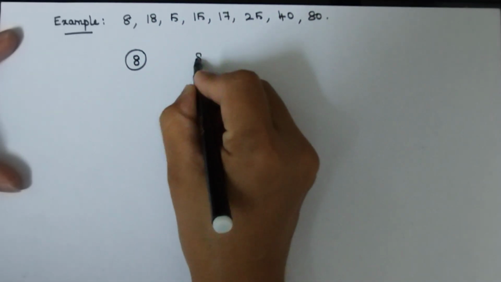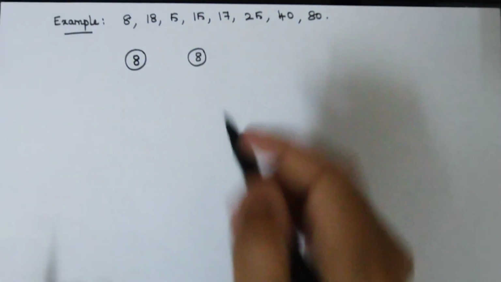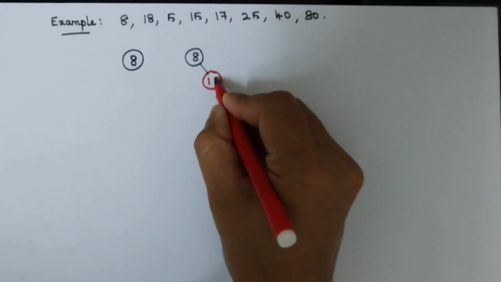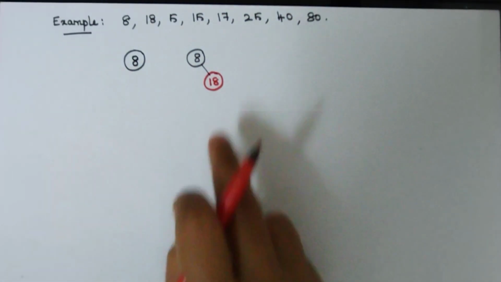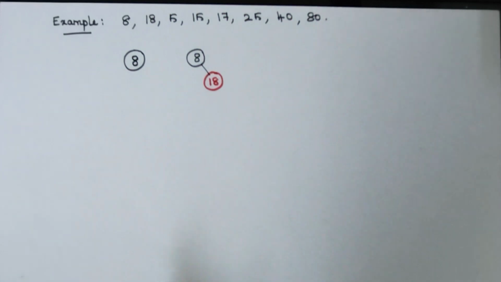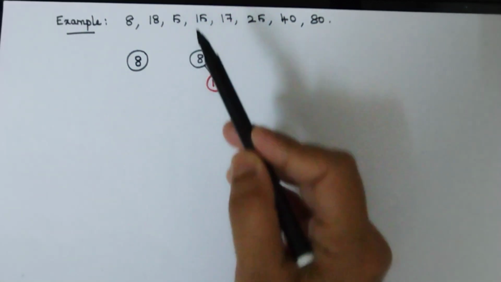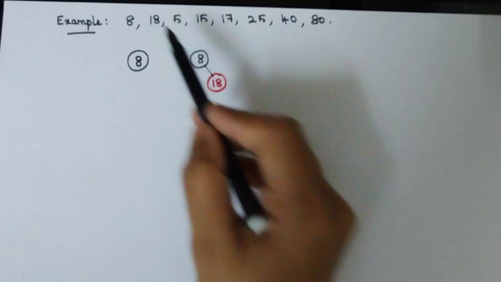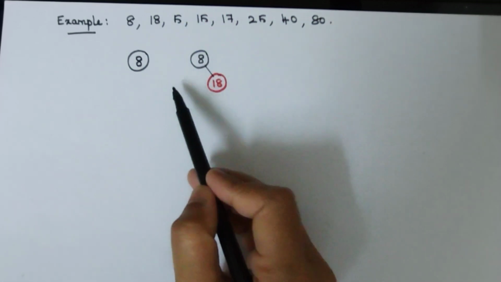So in the second step, as usual, I'm keeping 8. Okay, and after that, I'm going to insert 18, which should be red in color. Okay, so this is my second step. And what is the third step? Third step, we have the value 5. Again, compare the value 5 with the root node. So this value is lesser than the root node value. If it is less than, obviously it should be placed at the left hand side.